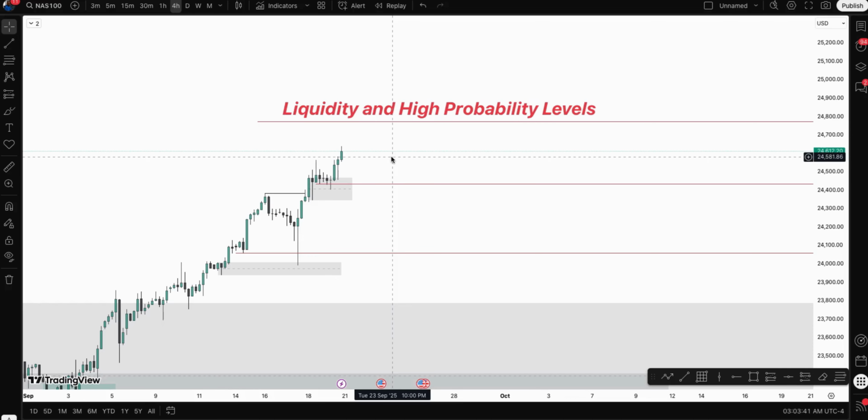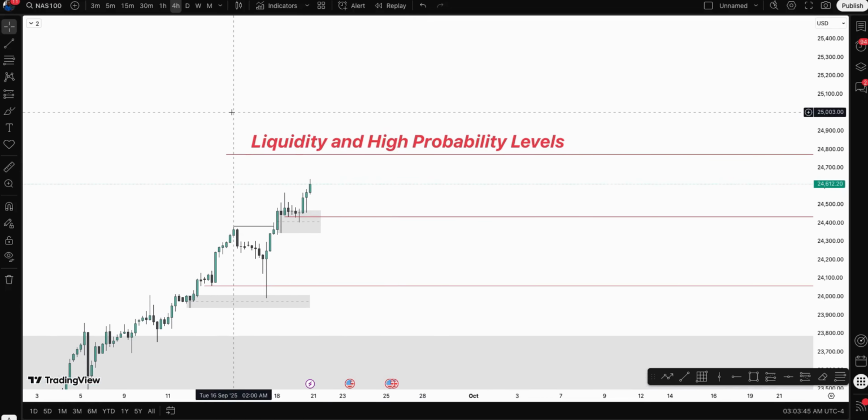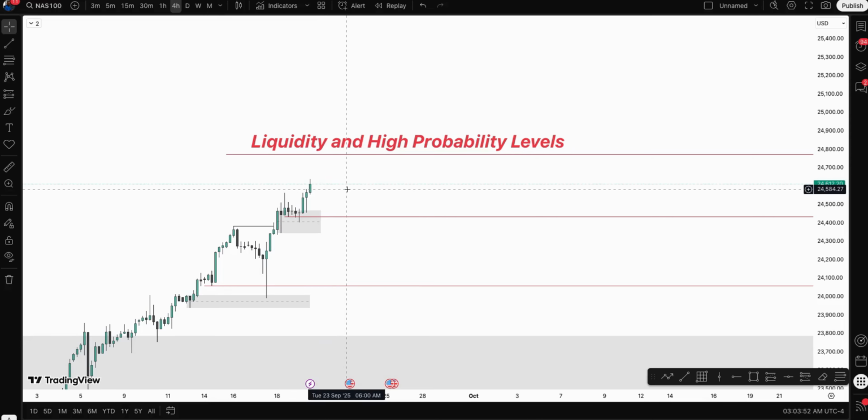So when you do your studies and all that, they will tell you that liquidity is at the old highs, old lows, session highs, session lows. That is correct. That is right.